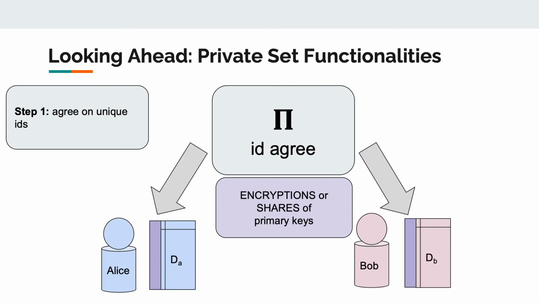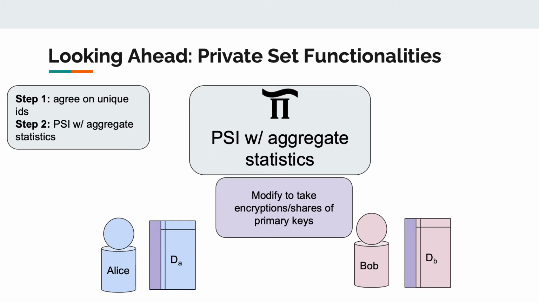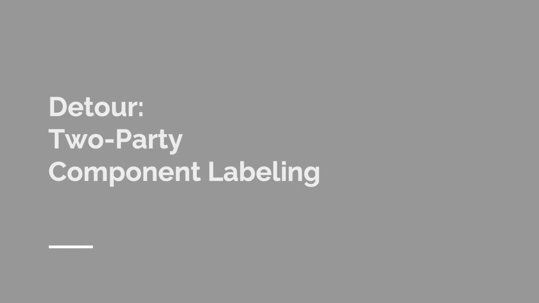Looking ahead, we point out now that any ID agreement protocol must output either encryptions or shares of the primary keys that are assigned to the two databases, and then the subsequent PSI protocol must be modified to take the encryptions or shares of primary keys as input. I'll explain later why this is necessary for privacy, but first we're going to take a quick detour. Our detour is to propose a new abstract problem for multi-party computation called two-party component labeling. We'll then show how to use this problem to solve identity agreement.